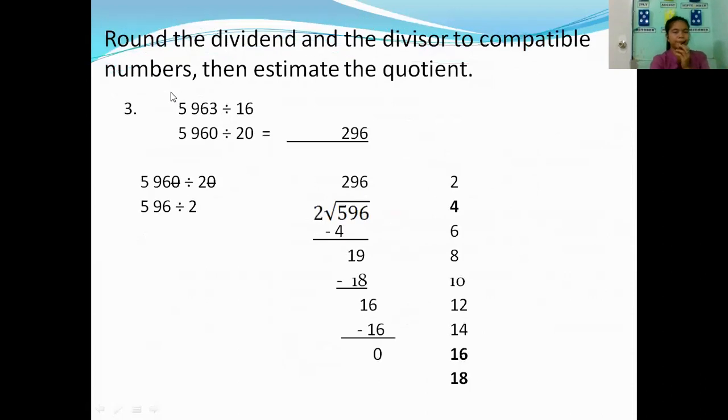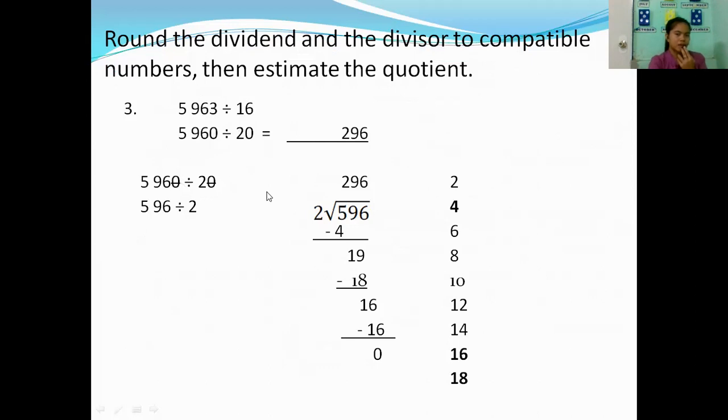Okay, next example. We have 5,963 divided by 16. Our dividend is this, and our divisor is this, 16. We are going to round this into the tens place, no? So the next number of 1 is 6, greater than 5, so we are going to add 1. So 1 plus 1 is 2, so we have 20. And our dividend, we are going to round this also in its tens place. Our tens place is 6, then next to 6 is 3, that is less than 5. So we are going to retain the number, copy 6 and make 3 to 0.